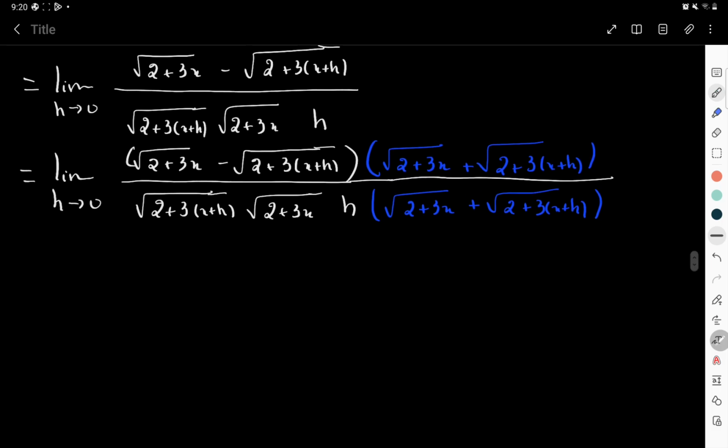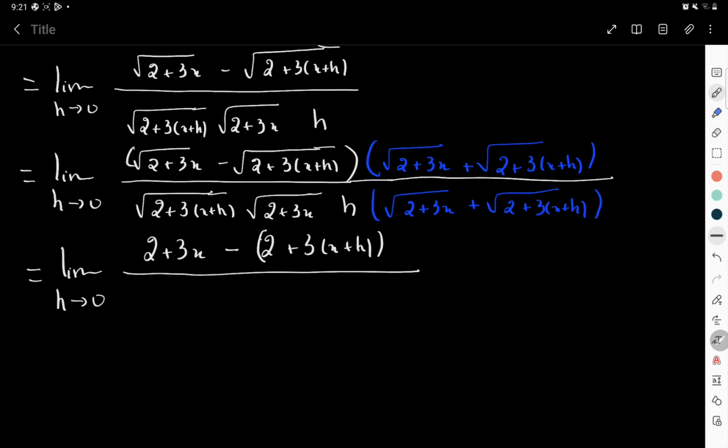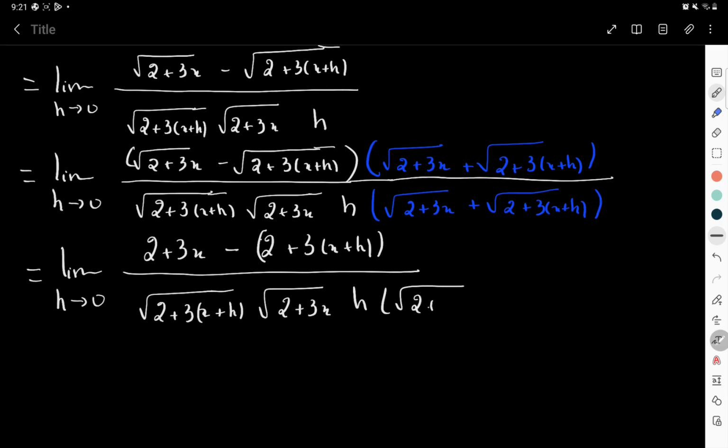Okay, great. Of course, we'll keep this. So really, the top, does the top become? It becomes 2 plus 3x minus 2 plus 3x plus h, right? Over that thing here. Okay, really, I wish I was able to copy paste it. I think I'm able. I think I just have to figure out how. Times h times the square root of 2 plus 3x plus the square root of 2 plus 3x plus h. Okay, it's getting longer than I had anticipated, but that's fine.